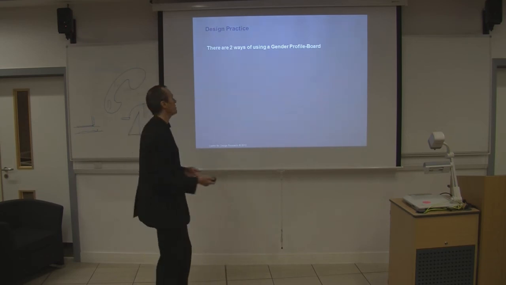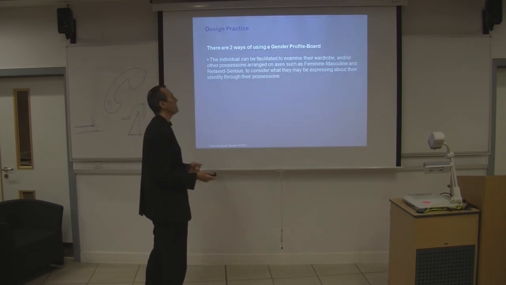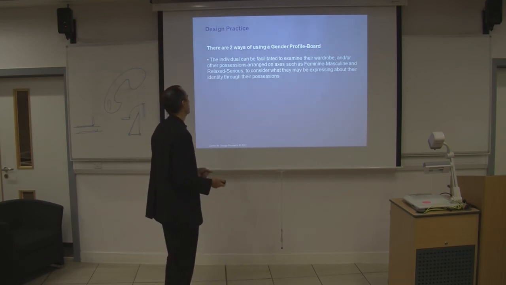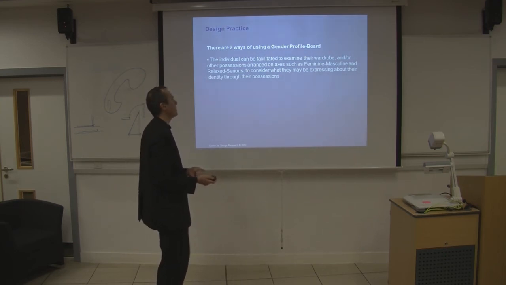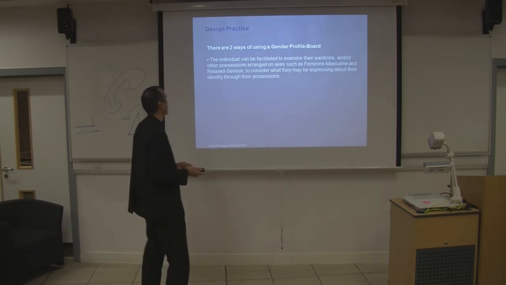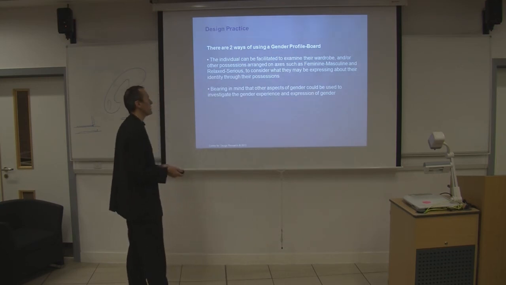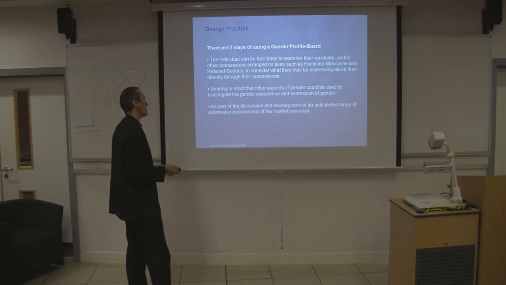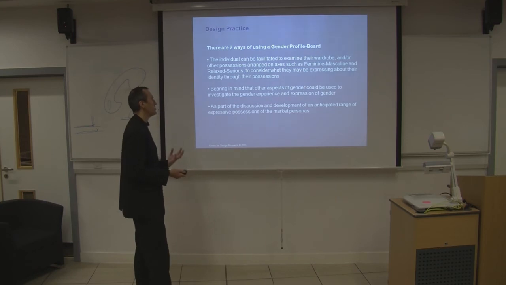So there's two ways of using a gender profile board. The individual can be facilitated to examine their wardrobe and or other possessions arranged on axes such as the feminine, masculine and relaxed, serious, to consider what they may be expressing about their identity through their possessions. Bearing in mind that other aspects of gender could be used to investigate the gender experience and expression of gender. As part of the discussion and development of an anticipated range of expressive possessions of the market personas.